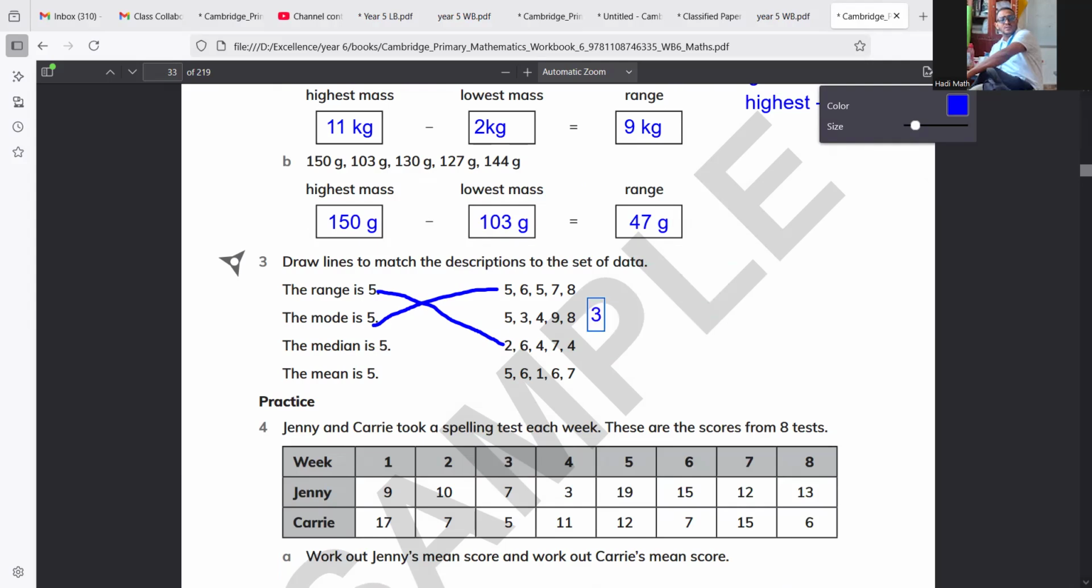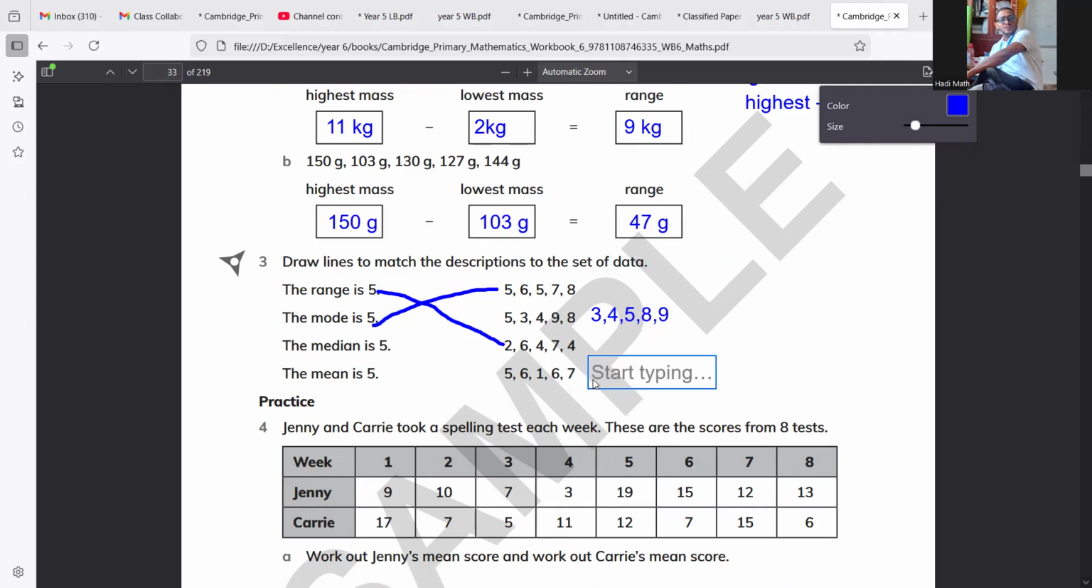Like 3, then 4, then 5, then 8, then 9. This one, yes, the median is 5. Good. Go and order this one.